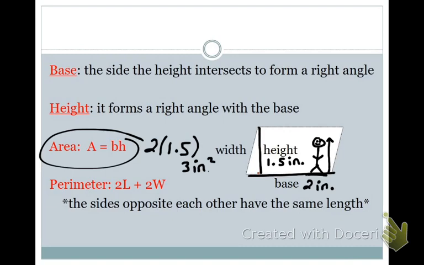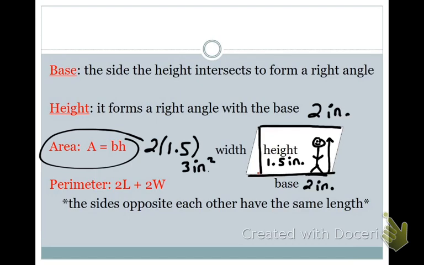But let's talk about perimeter. The perimeter is the outside of a shape, okay? So I've got this right here, the base, I know it's 2 inches, but there's a little star that I have written here underneath the perimeter. Read me what it says. The sides opposite each other have the same length. Can you guys tell which one is the opposite of the base? Okay, it's not this one right here because that's right there next to it. The one that's opposite of the base is this up here. So that's going to be the same exact thing, 2 inches.